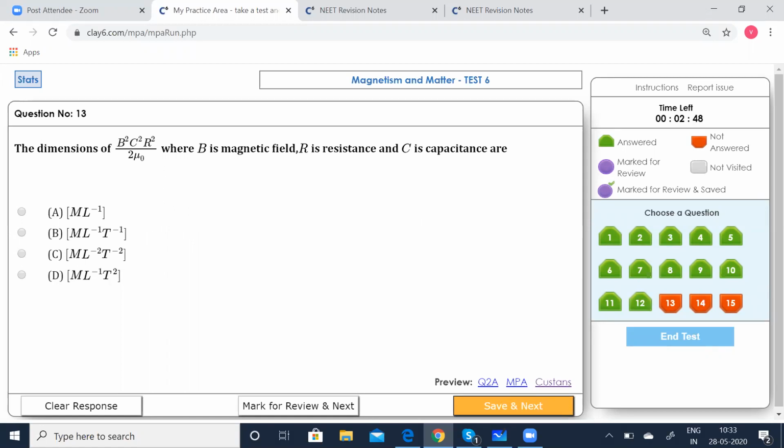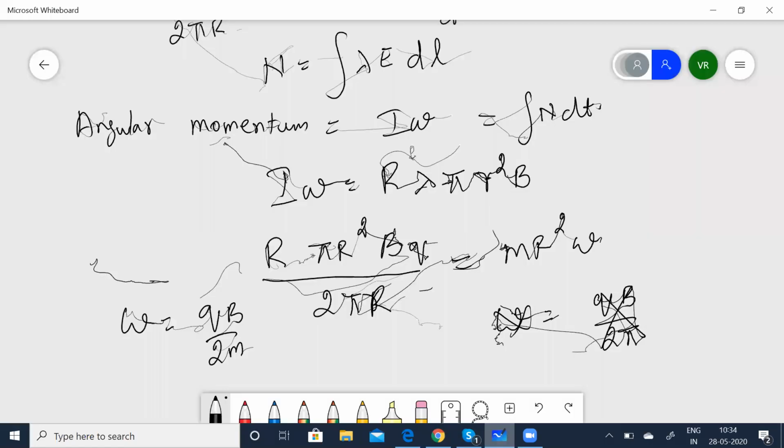The 13th one. The dimensions of B squared, C squared, R squared by 2 mu 0, where B is the magnetic field, R is the resistance, and C is the capacitance, are ML to the power of -1. So let us quickly solve this dimensionally.